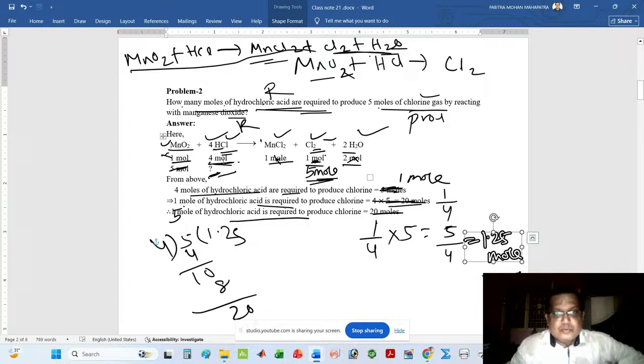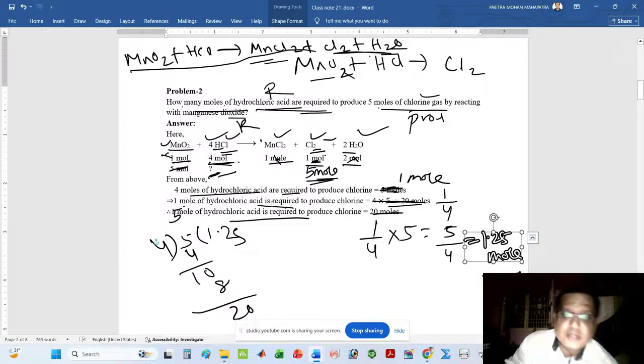1 mole, that is 4 mole, that is 1 mole, 1 mole, this is 2 mole. How many moles of hydrochloric acid? This means this is the question mark. Are required to produce 5 mole of chlorine gas. This is the given data. Target is to find out the HCl. So here I can write 4 mole of hydrochloric acid are required to produce 1 mole. Yes. Our target is 1 mole.